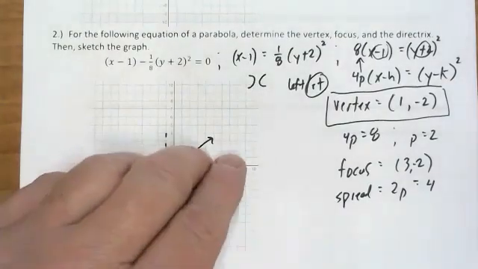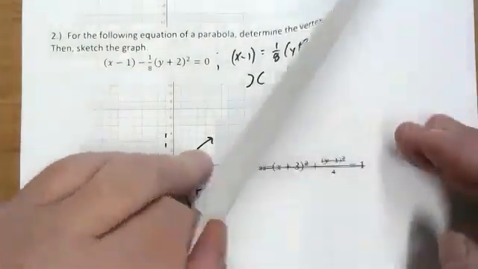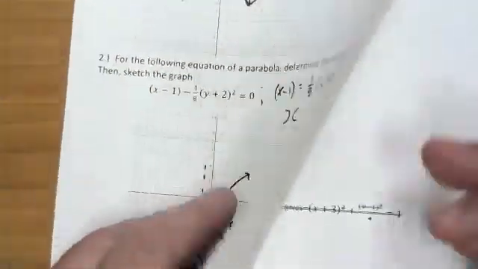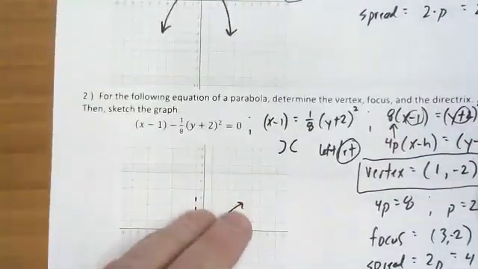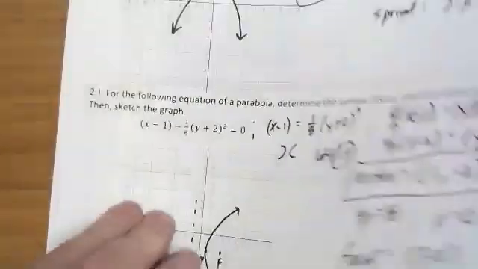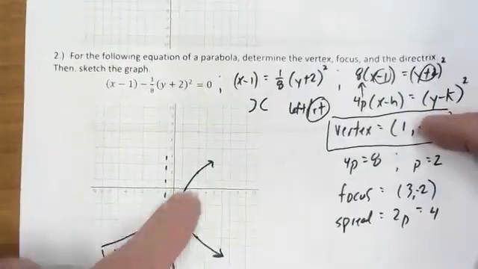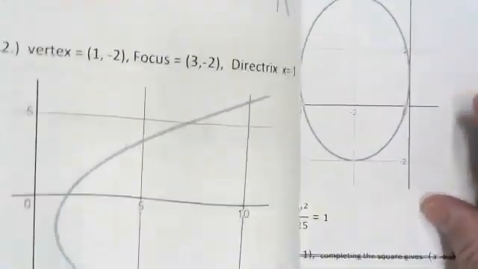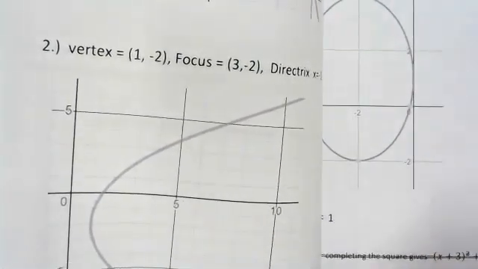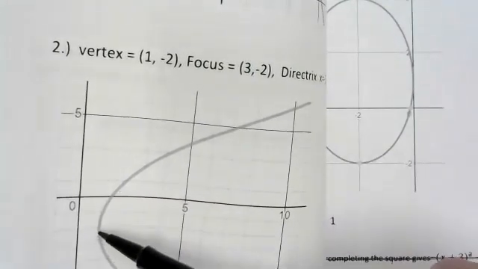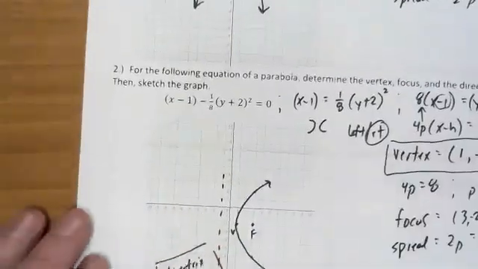So once again, let me peek at the answer to make sure I didn't make any mistakes. Vertex (1, -2). Focus (3, -2). Directrix x equals -1. And then the graph looks like this. If I look at the graph on the back, although it's a bigger graph, if I look closely, this is correct.